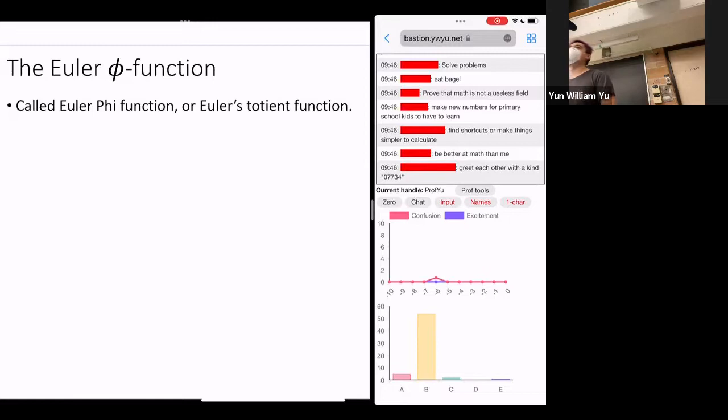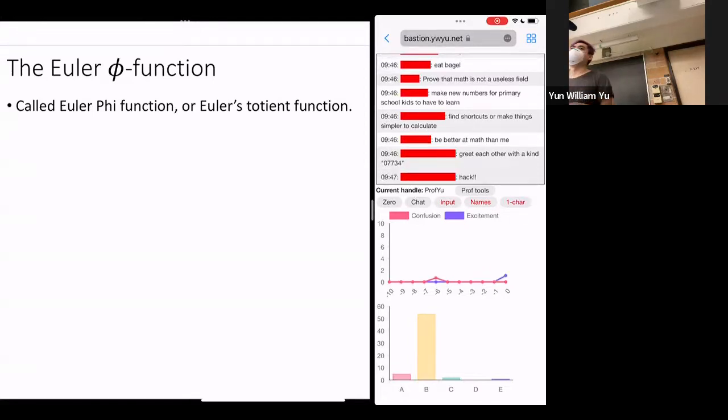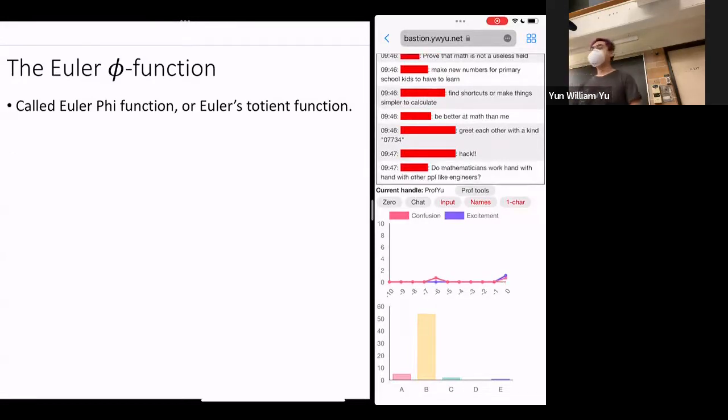But no, mathematicians don't all try to prove that math is not a useless field. That's a job for math teachers, not for mathematicians. Make new numbers for primary school kids to have to learn. Well, I mean, yes, that is something people do. Greet each other with a kind hack.